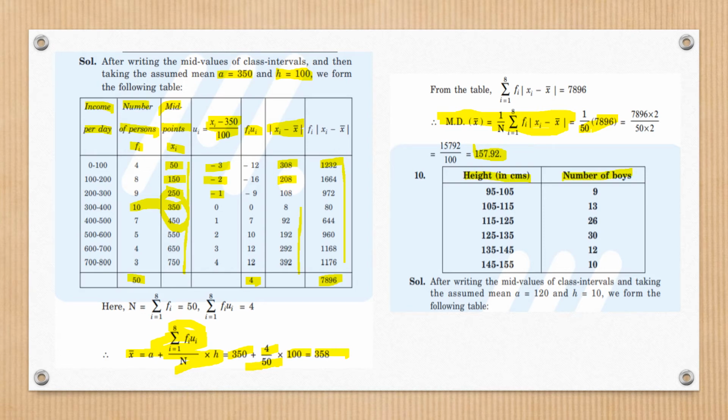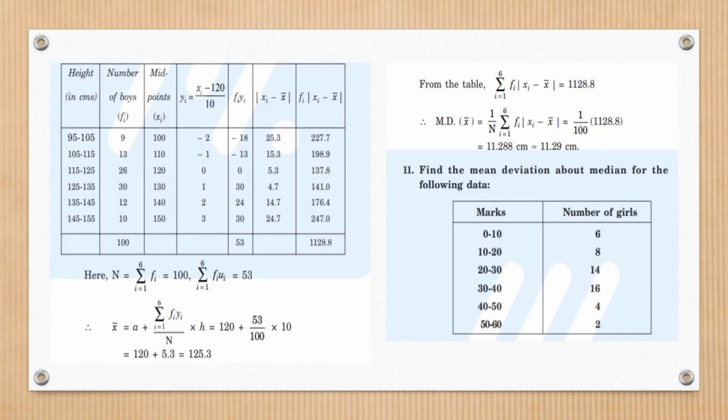Similarly, question number 10: height in centimeters is given, and the number of boys is given. Again, you can see from here that my A will be 150 and h, you can clearly see from here, is 10. So again, the table for height, the number of boys, the frequency, then the mid values xi: 95 plus 105 by 2, that is 100. Then yi is your xi, and the assumed mean is taken as 120 here. So xi minus 120 by 10 will give you minus 2, minus 1, 0, 1, 2, 3.